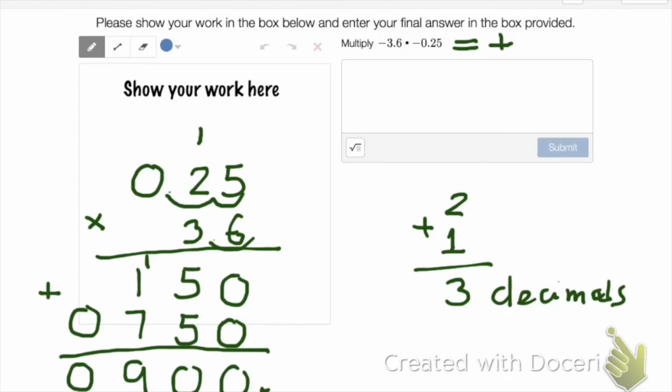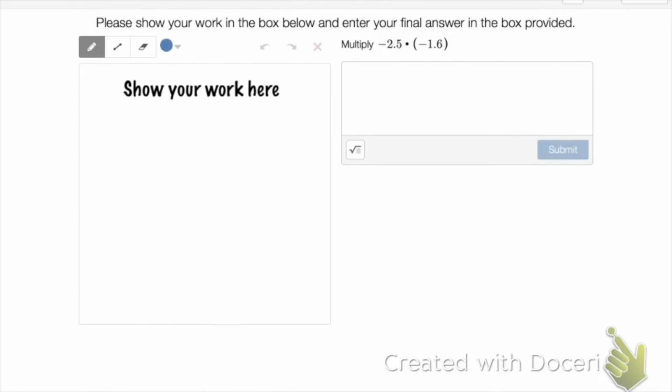So let's start to count. 1, 2, and 3. So my final answer is going to be 0.9. I don't have to write those trailing 0s. Okay, so I can just write 0.9 instead of 0.900. So the next problem I have is negative 2.5 times negative 1.6.